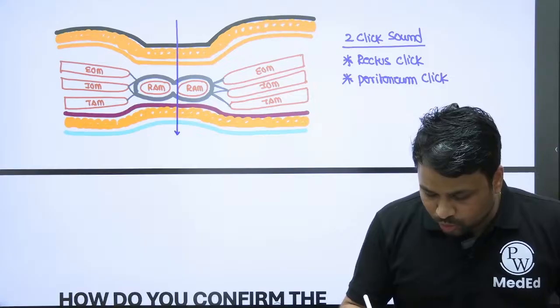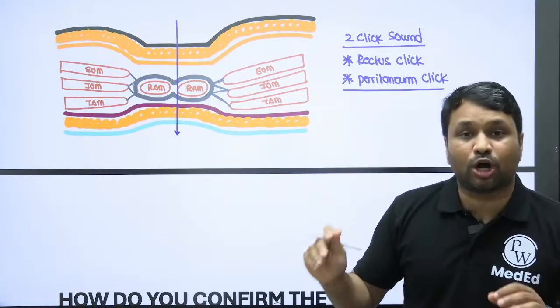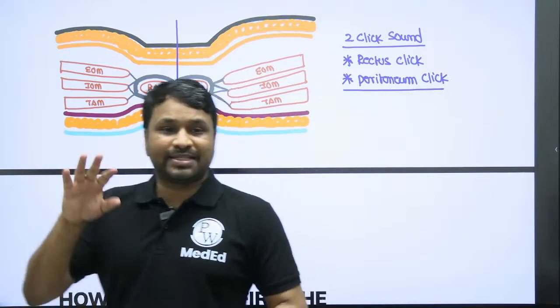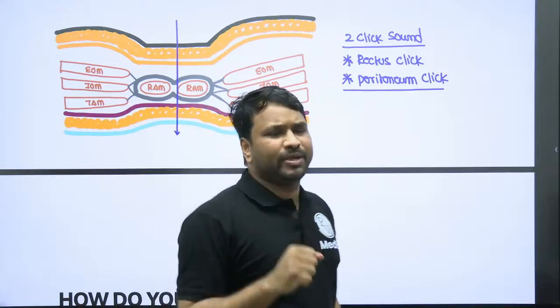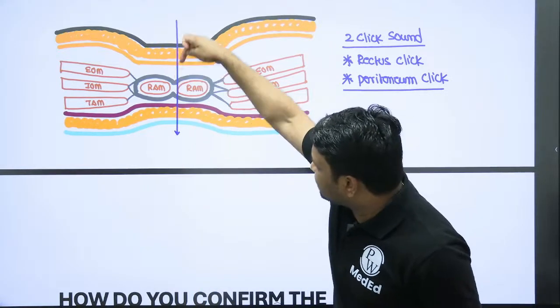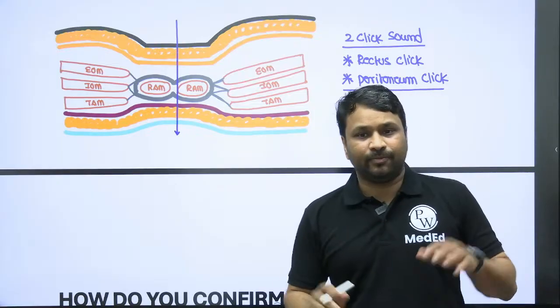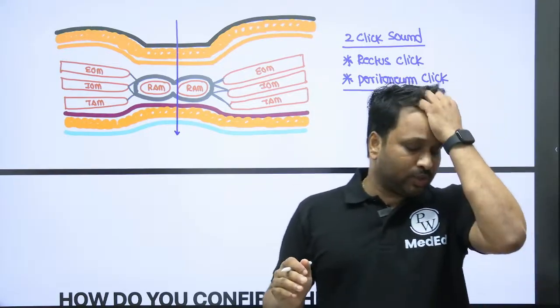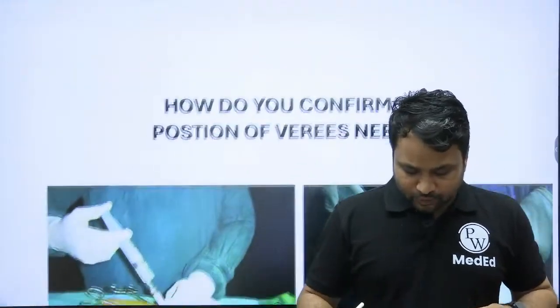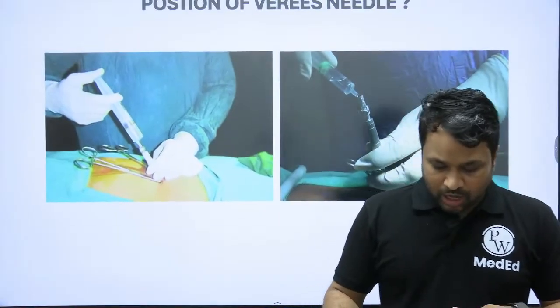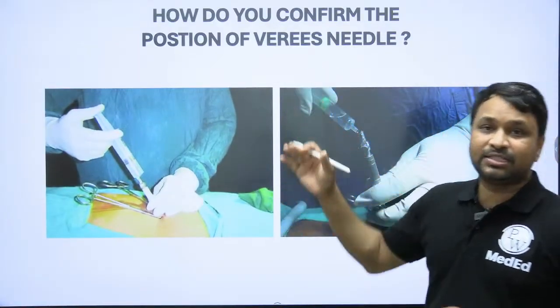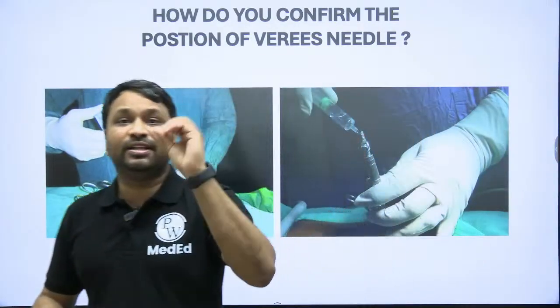So when you hear two click noises, you should stop exerting more pressure, because that means you have pierced two places. This is the rectus click when you pierce the rectus, and then when you pierce the peritoneum, you'll hear the second click. But this is not good enough. Okay? So in order to confirm, we have two tests. Now, how do you confirm whether it is inside the peritoneum or still within the abdominal wall?